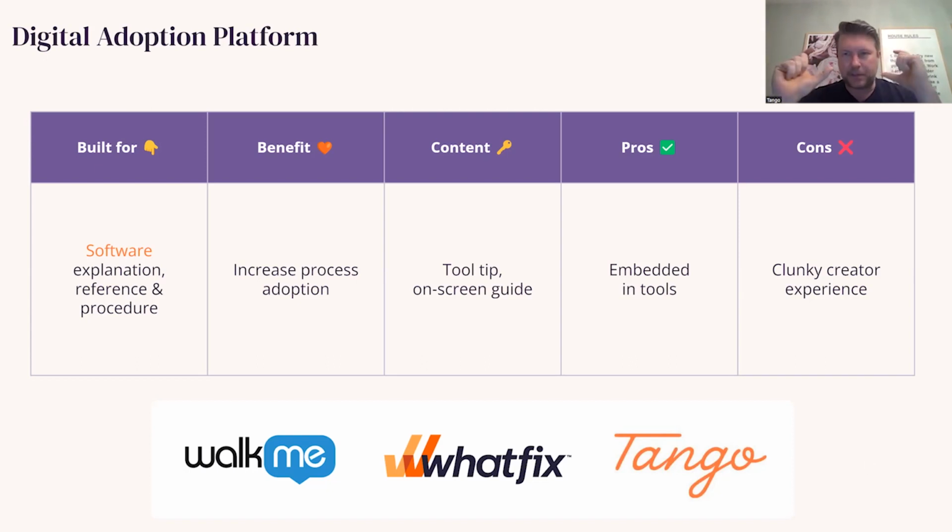And they were purpose built for conveying all three types of knowledge we talked about. So explanation knowledge, reference knowledge, and procedural knowledge, but for when you're dealing with software specifically, right? And the whole goal of a DAP, you'll hear me say DAP a lot, is to increase process adoption. And so they do that by taking all the different types of knowledge, like a tool tip or a guide, and they embed it right inside the software that your employees are using. These tools for end users are a game changer, and I'll show you a lot of feedback about how amazing of an experience they create for end users.